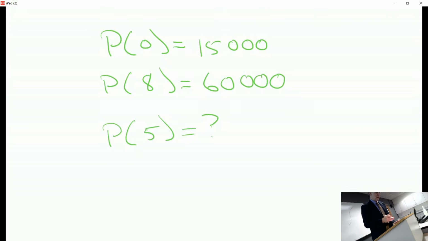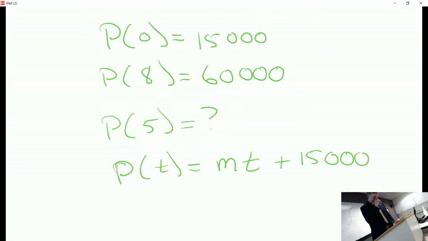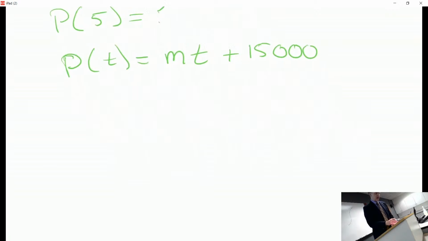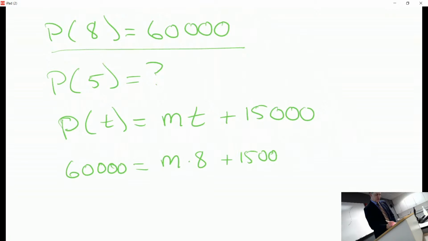But anyway, getting back to this, let's go ahead and get a function. Since this is linear, this p of t will be some slope times t plus the original population. That's what it means to be linear, that you have a nice line or first degree polynomial. I'm going to use this to figure out what m is. So you have 60,000 is equal to m times 8 plus 15,000.